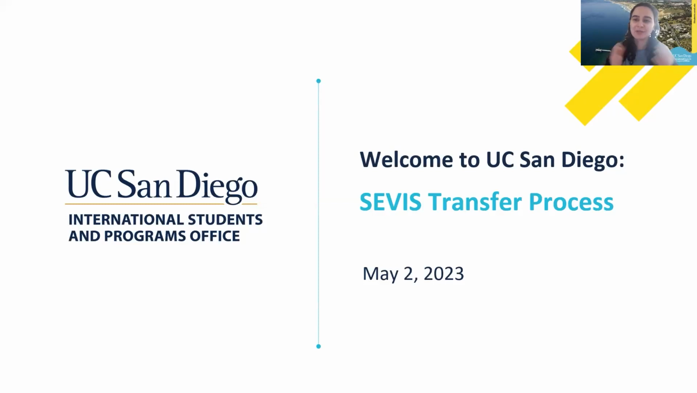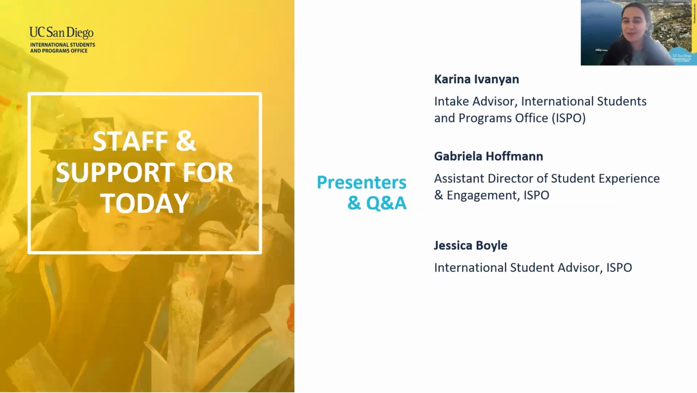With that, I would like to welcome you all to our pre-arrival webinar today. If you've joined us before, you know that my name is Karina Ivanyan. I'm an intake advisor here at the International Students and Programs Office, also known as ISPO at UC San Diego. ISPO is one of the 4 units in the Global Initiatives Department, which also includes the International Faculty and Scholars Office, Study Abroad, and the Office of the Assistant Vice Chancellor of Global Initiatives. Today, we're going to be talking about the SEVIS transfer process. With that, I'm going to pass it over to my colleagues to introduce themselves as well.